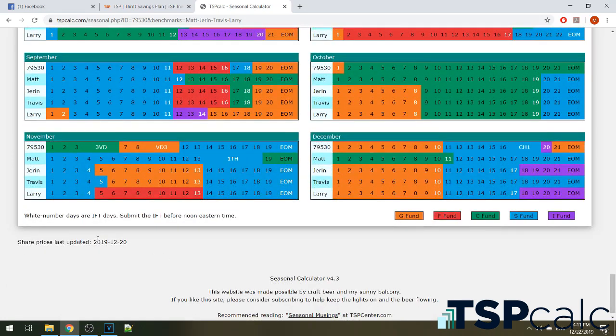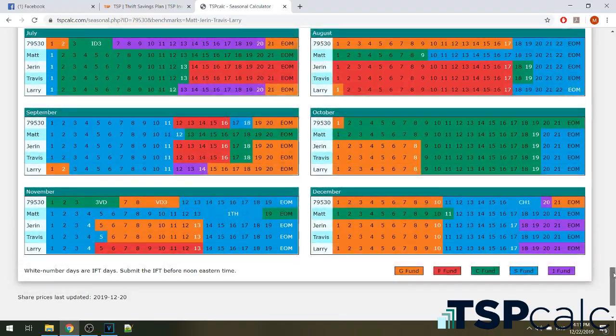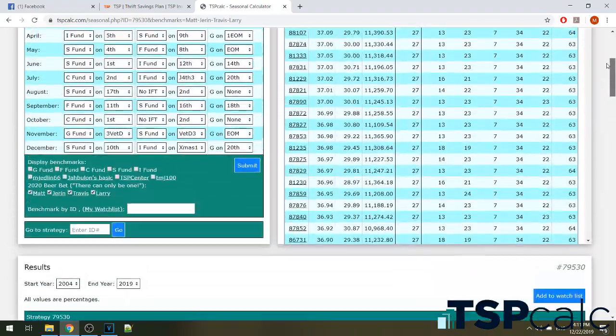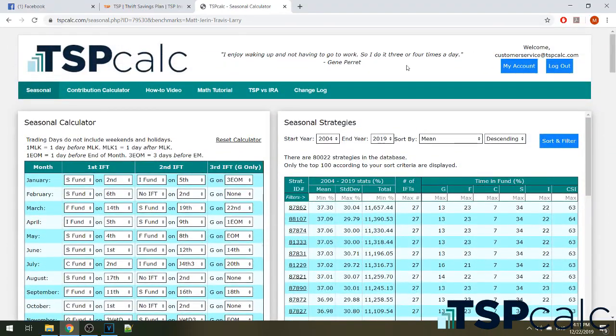Down here at the very bottom, it tells you when the data was last updated, which is December 20th, 2019. And this updates itself every day after the TSP posts share prices on their website. Well, that's the gist of it.